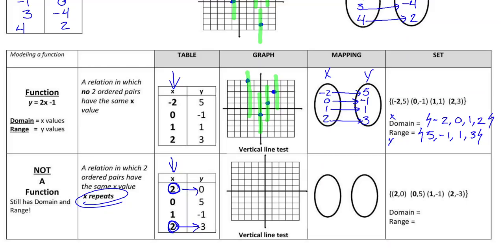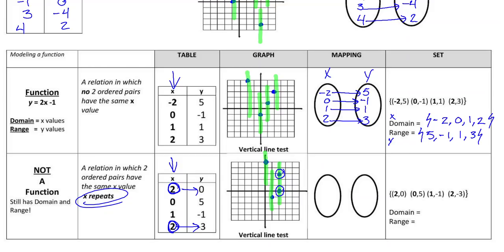Let's see what it looks like on a graph. If I go 2, 0, 0, 5, 1, -1, and 2, 3, now we can see the vertical line test. That last one, they intersect both on that same line. So that is not a function.